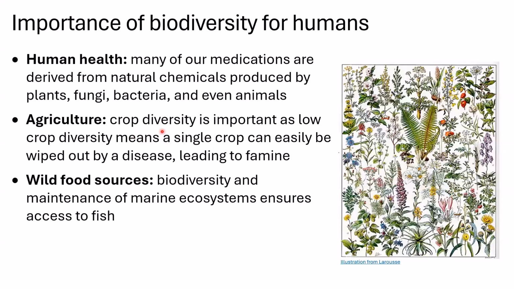Crop diversity is also important for agriculture. If there is low crop diversity, a single crop can easily be wiped out by disease, leading to famine. In a more recent case, changes in climate and susceptibility to diseases is leading to decreased harvest of cacao beans, which in turn is leading to chocolate shortage. We also rely a lot on wild food sources, in particular fish. Maintaining marine ecosystems and biodiversity helps ensure continued access to seafood.